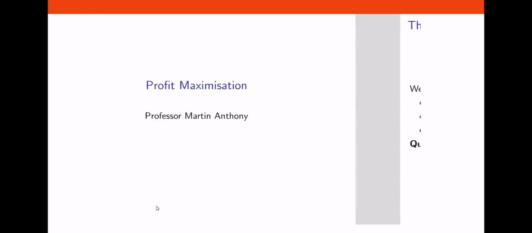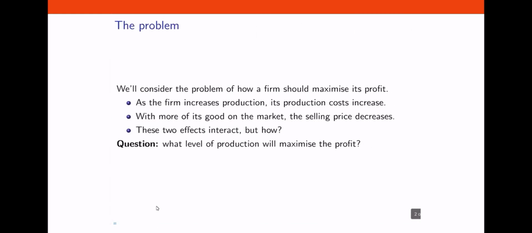We're going to talk about profit maximization. This is, of course, a very central problem in economics. We'll think about the problem of how a firm should maximize its profit. There's a few considerations at the outset.